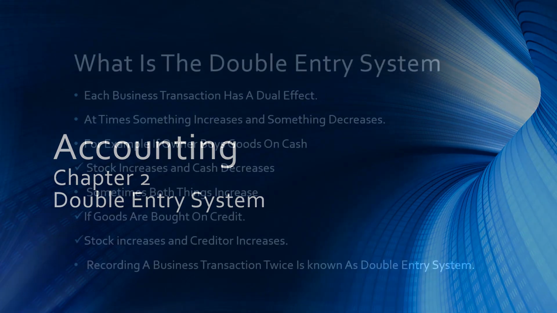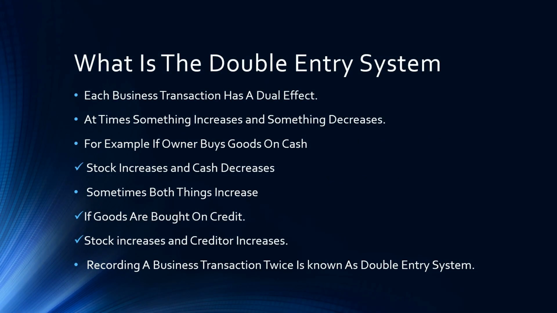Now, when we talk about the dual effect or the double entry system, that means that anything that you record in accounting has a dual effect. Something goes up and something might go down, right? For example, if you buy inventory by cash, your bank account or your cash account might go down because you have to pay for it, and your inventory is going to go up.